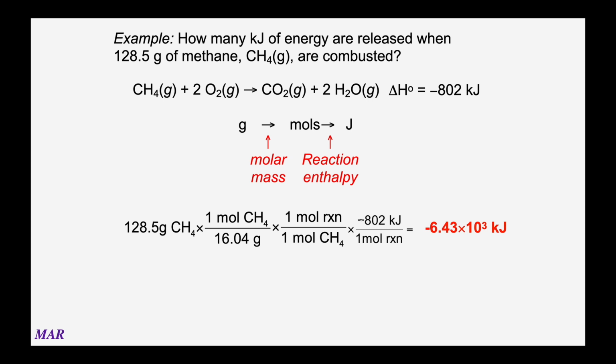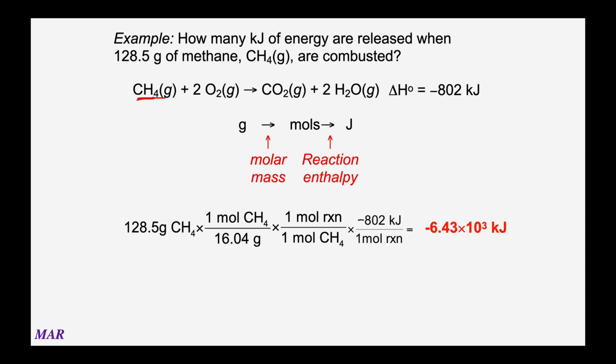You can do better sig figs than I just did. But anyway, we're turning grams of methane into moles of methane. And then that negative 802, that means you've got negative 802 kilojoules per reaction. And there's one methane, one CH4, in this reaction. So you can literally multiply the moles times negative 802. You're going to get out negative 6.43 times 10 to the third kilojoules.